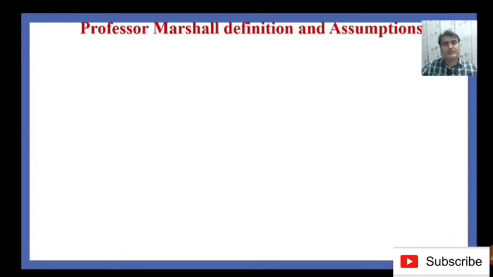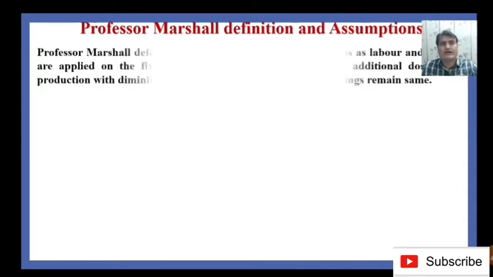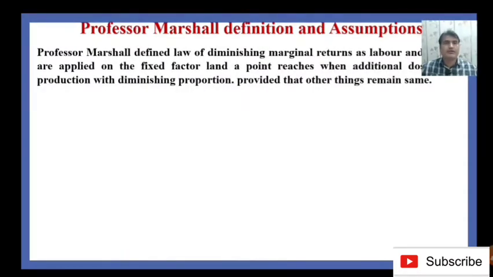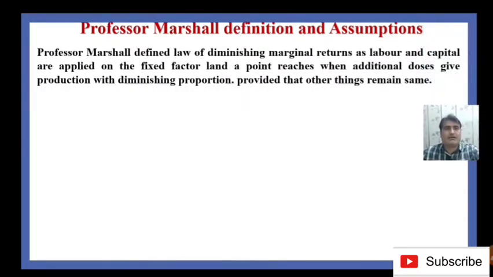What is the opinion of Professor Marshall, and how did he define the law of diminishing marginal return, and what are those assumptions on the basis of which the law functions? According to Professor Marshall, as labor and capital are applied on fixed factor land, a point is reached when additional doses give production with diminishing proportion, provided that other things remain the same.